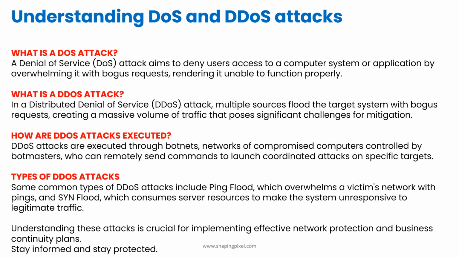DDoS attacks are executed through botnets, a network of compromised computers controlled by bot masters who can remotely send commands to launch coordinated attacks on specific targets. Some common types of DDoS attacks include ping flood, which overwhelms a victim's network with pings, and SYN flood, which consumes servers' resources to make the system unresponsive to legitimate traffic. Understanding these attacks is crucial for implementing effective network protection and business continuity plans. So stay informed and stay protected.